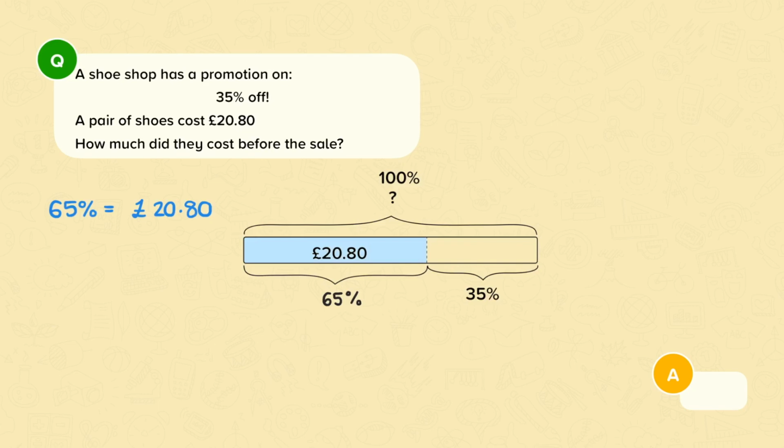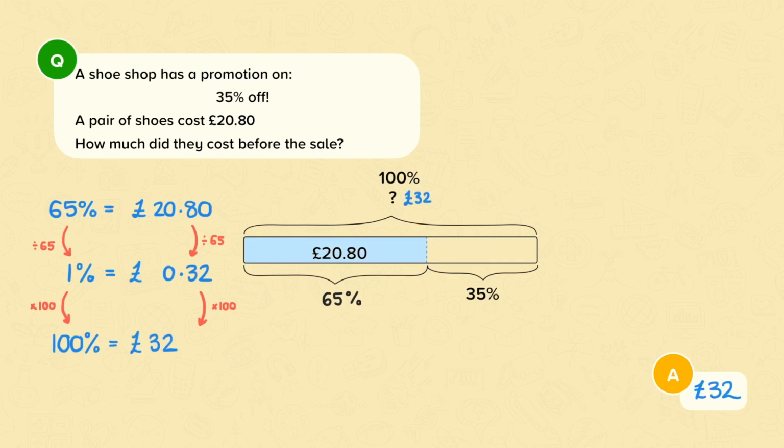How can we find 1%? If we divide both sides by 65, we find that 1% equals 0.32. Now, to get 100%, we can times both sides by 100, and we get 100% equals £32.